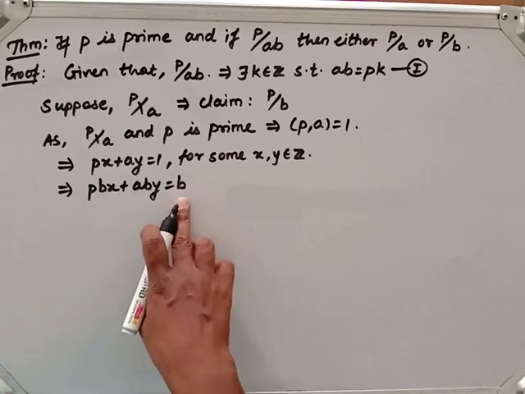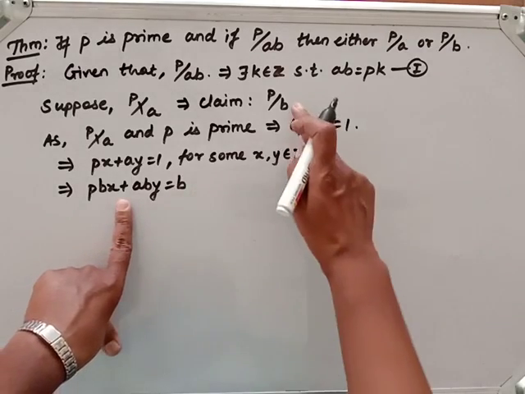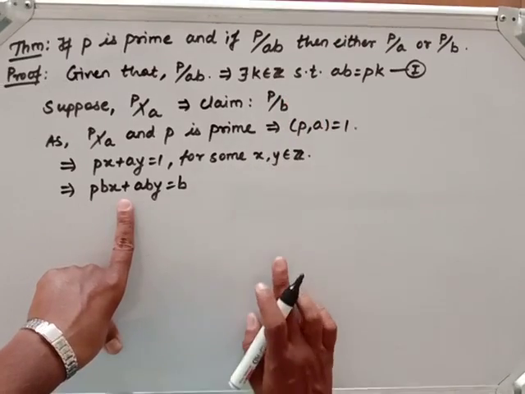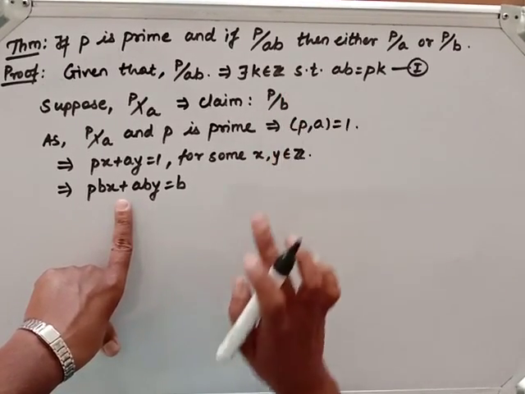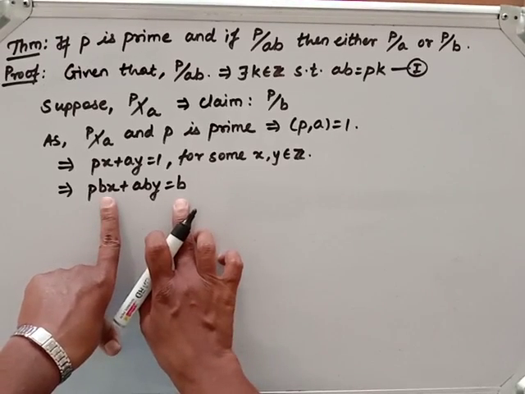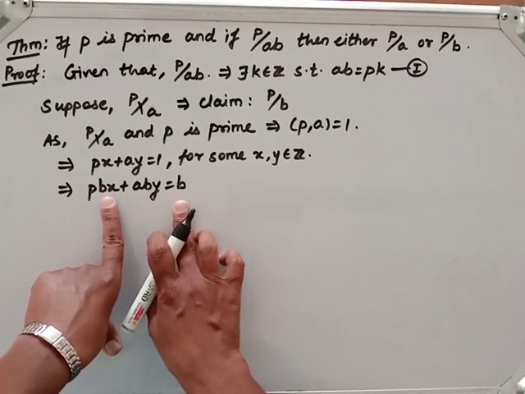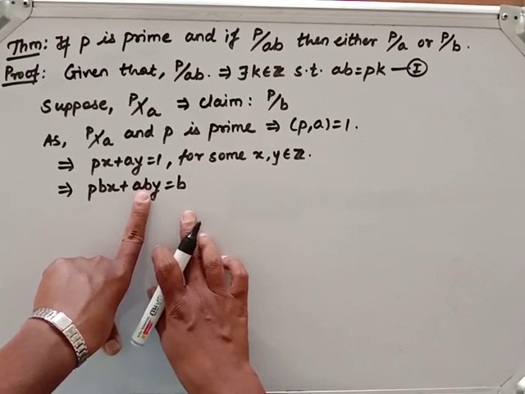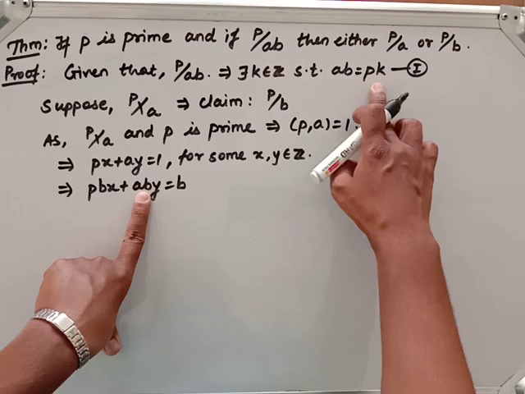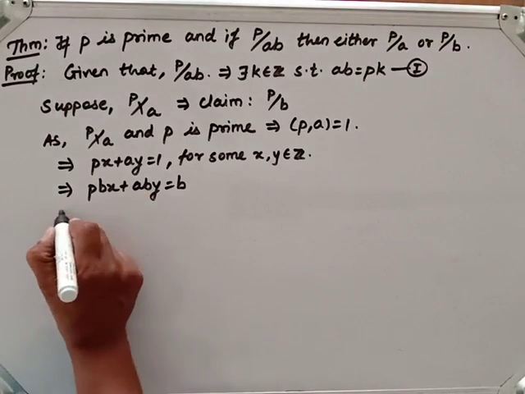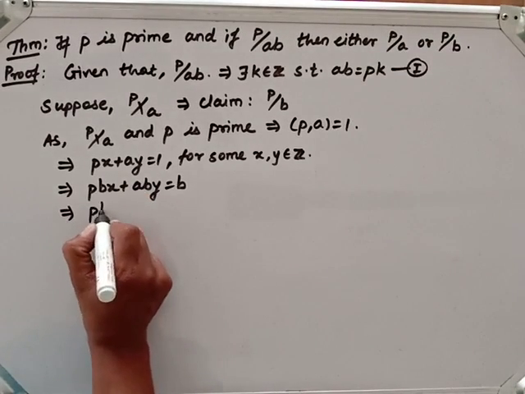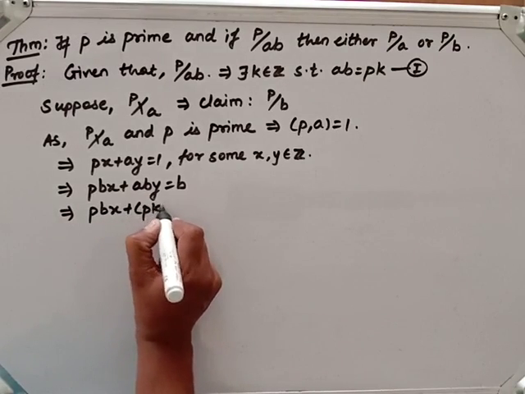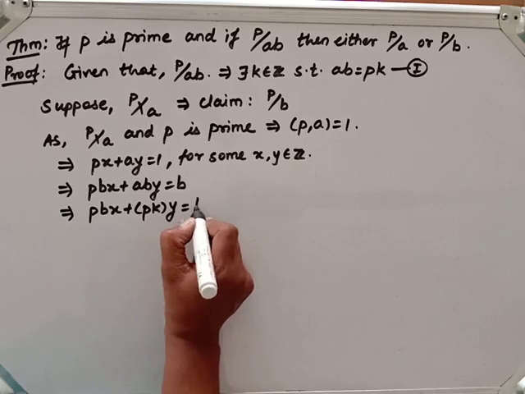Now this gives Pbx plus Aby is equal to B. I have multiplied by B because I want to show that B is equal to some multiple of P, or P divides B. That's why I have multiplied by B here. Now B is an integer, so we can multiply by that. Now I will substitute AB as P into K from equation 1.